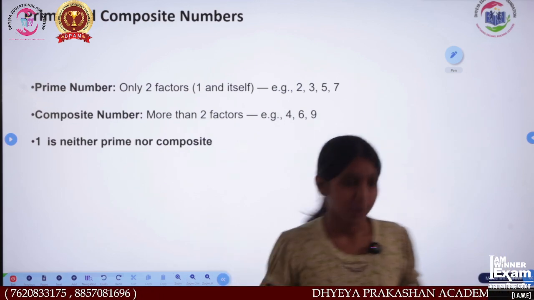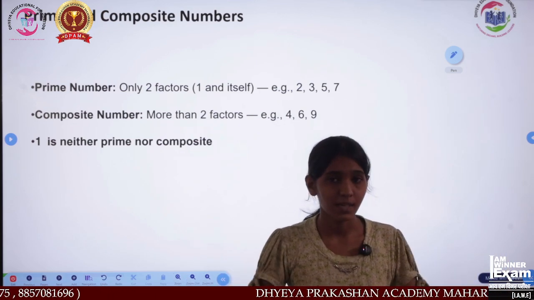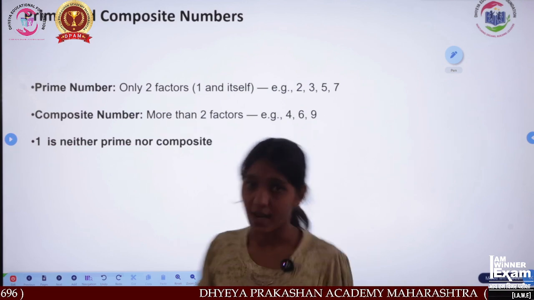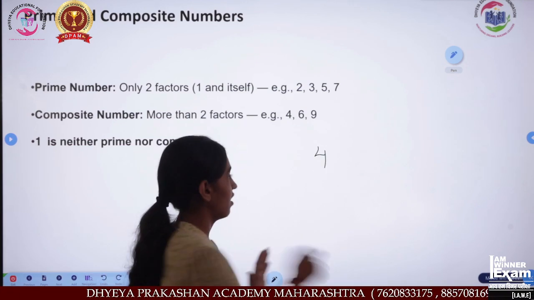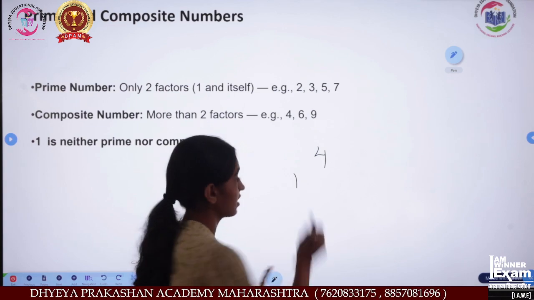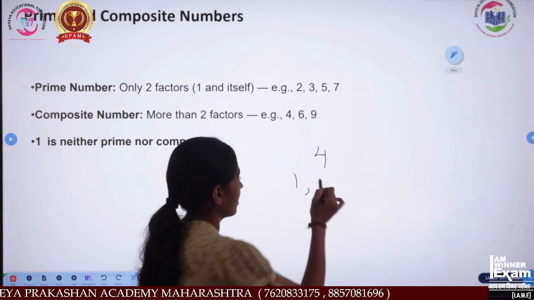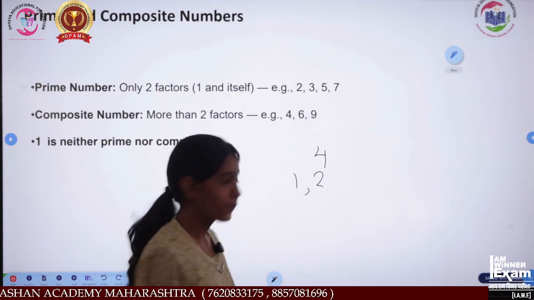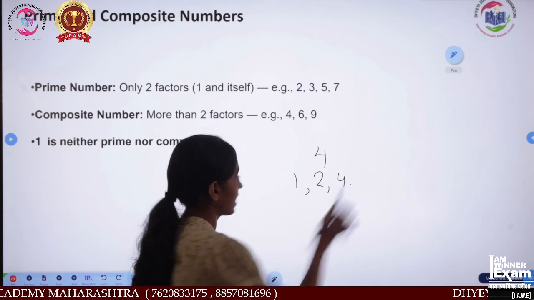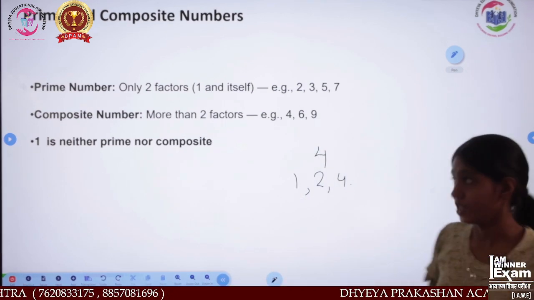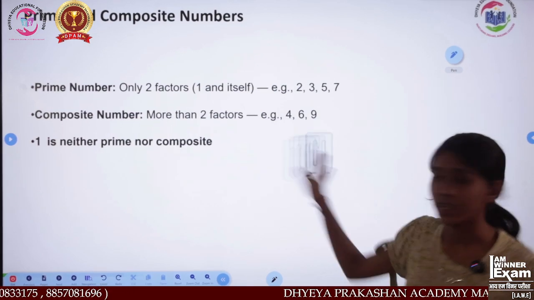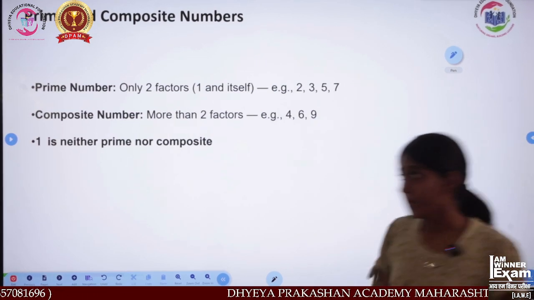If I take a composite number, that means it has more than 2 factors. If I take 4, it is divisible by 1, which is constant, and then by 2 also, and by 4 also. That means it has more than 2 factors. It is a composite number. This is how we can find whether a number is prime or composite.